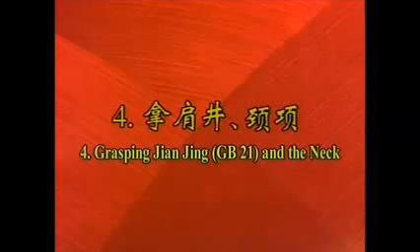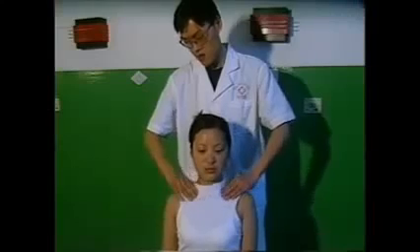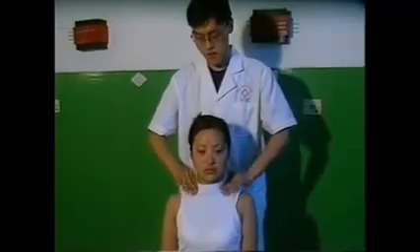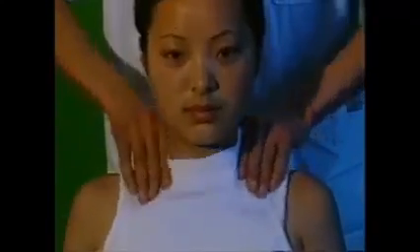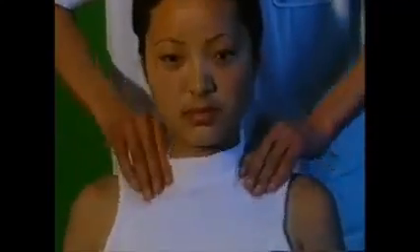4. Grasping, GB21 and the neck. With the patient sitting straight, the practitioner stands behind the patient. Grasp the shoulders on both sides with all your fingers. Focus on the line between DU14 and the acromial process, especially gallbladder 21. It's better if the patient has a sore and distended sensation.